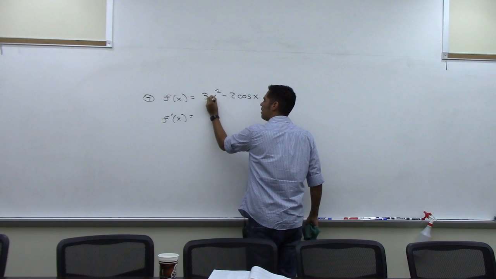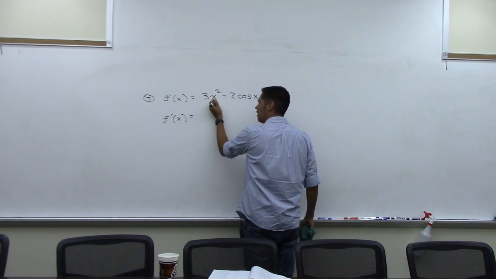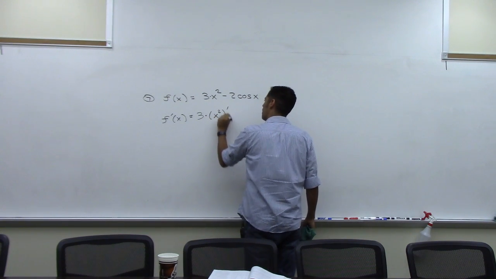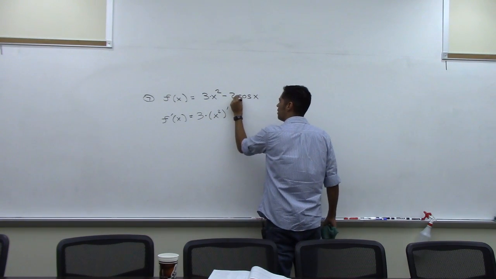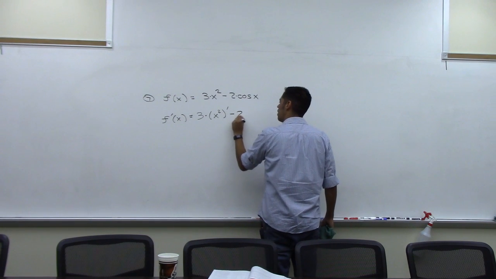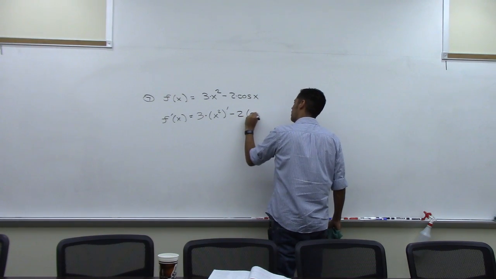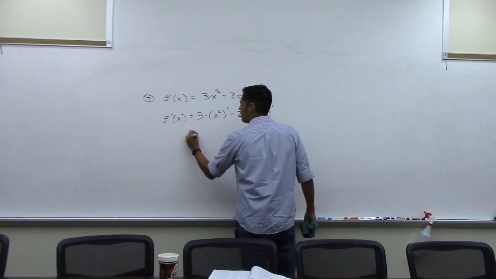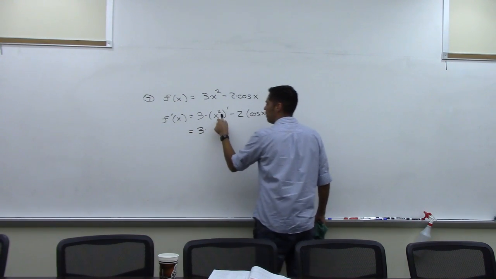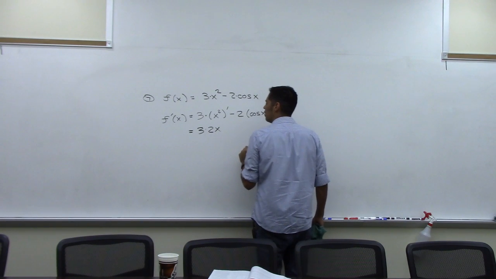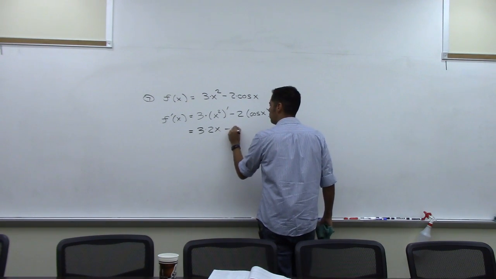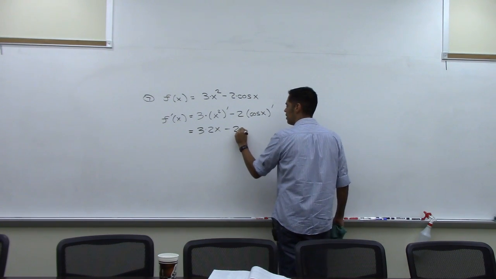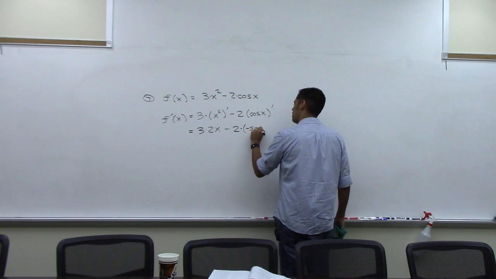I have a product right here, constant times the function, so the constant comes along. I'm going to take the derivative of x squared. And then I have another constant times a function, so minus 2 comes along, and I need to take the derivative of cosine x. So this just becomes 3, and then the derivative of that is 2x, and then minus 2, and then the derivative of cosine of x, which we talked about in class, is negative sine x.